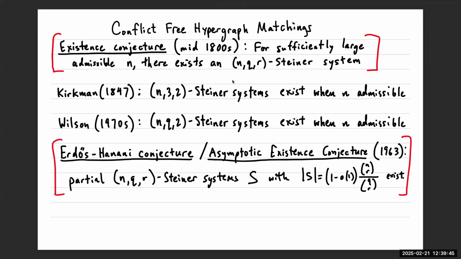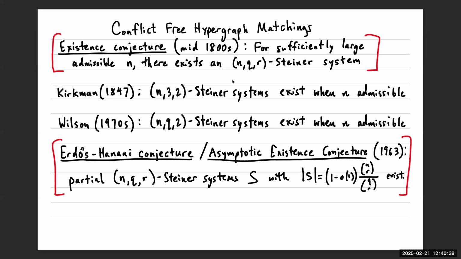Okay, but this conjecture was open for a long time. So the Erdős–Hanani conjecture, which might also be called the asymptotic existence conjecture, from 1963, that there exists... So remember that I said any (n,q,r) Steiner system, an exact one, no partial, has exactly this many edges, right? Can you just have no edges though, for partial? Well, yeah, partial, yeah, no edges works. But if you want a partial one with asymptotically the right number of edges, then it can't be. So yeah, partial ones exist, but the conjecture is about whether partial ones exist that have almost as many edges as they ought to.